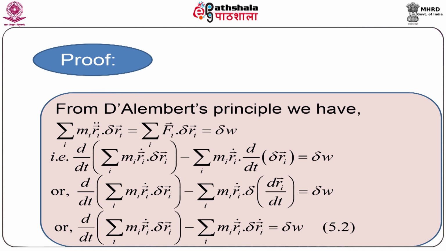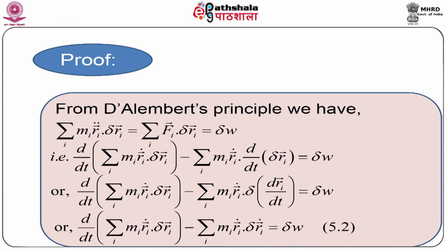ri vector double dot is the acceleration vector. So, mi into ri vector double dot gives the force vector. Now, delta ri vector is the virtual displacement vector. We are considering the dot product, that is the scalar product of two vector quantities, which gives the work done. On the right hand side, Fi vector is the externally applied force. We are taking the dot product with the virtual displacement vector delta ri vector, which gives the virtual work. From D'Alembert's principle, we have obtained this result.